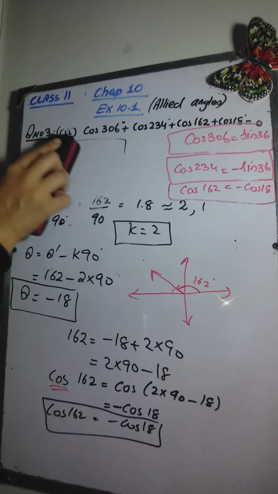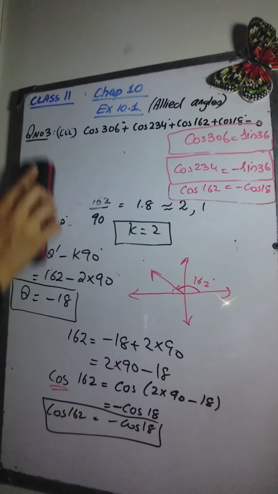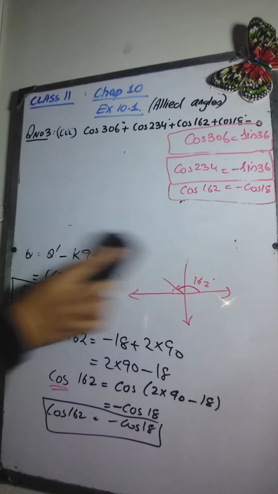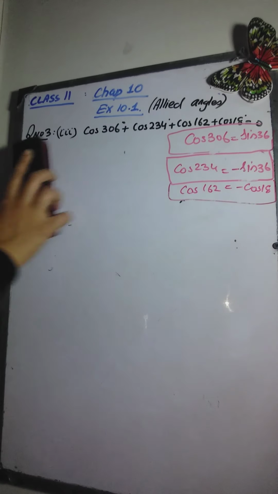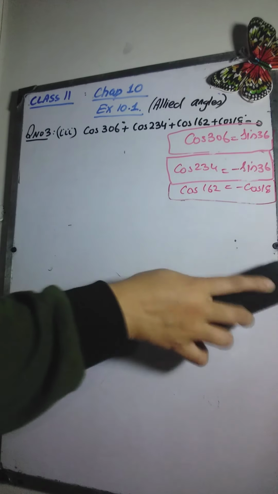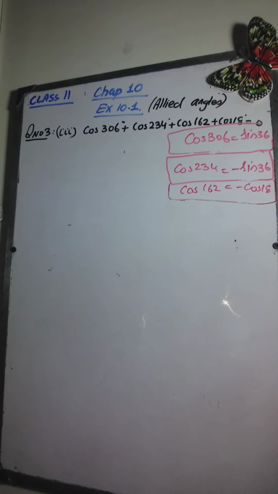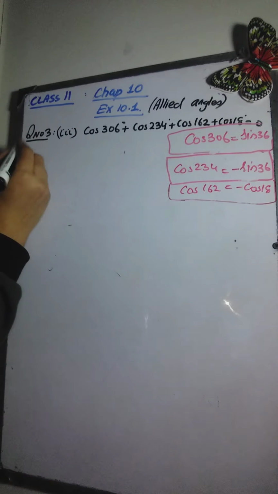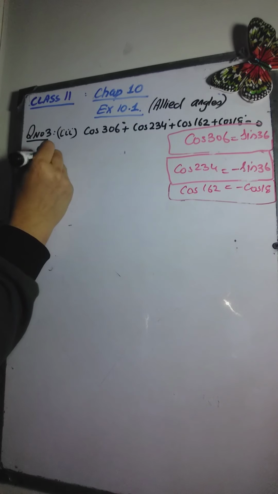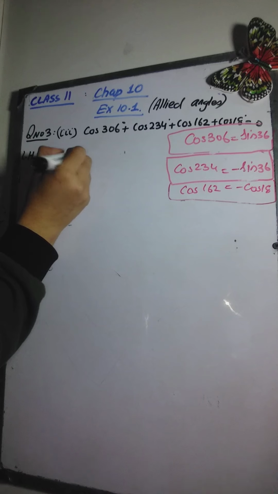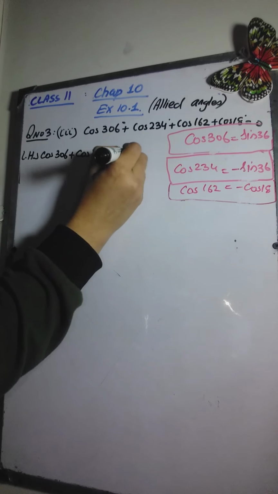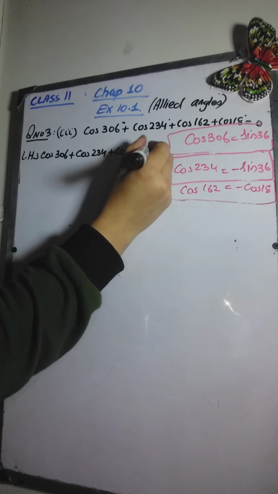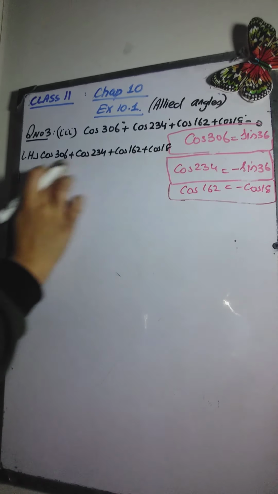Okay, so this is how you simplify expressions or find trigonometric ratios by using the allied angle concept that we discussed in detail in the previous lecture. Now I will take the left hand side: cos of 306 plus cos of 234 plus cos of 162 plus cos of 18. This is the left hand side.